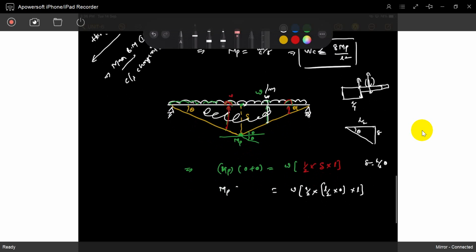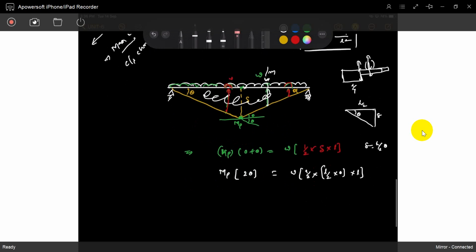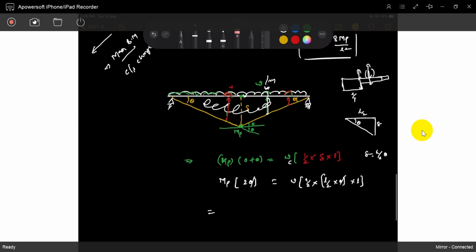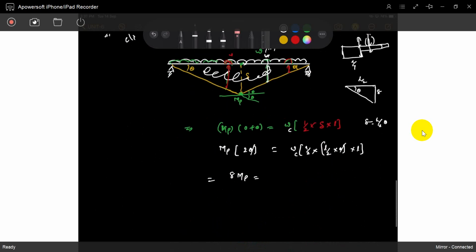So this is MP by 2 theta. Theta will cancel. This is a collapse load, so that's why we have to include C. So MP times 2 is 4, 4 to the 8, 8 MP. So WL square, sorry, it is WC L square. So what is WC? WC is 8 MP by L square. Got it? This is the upper bound theorem.